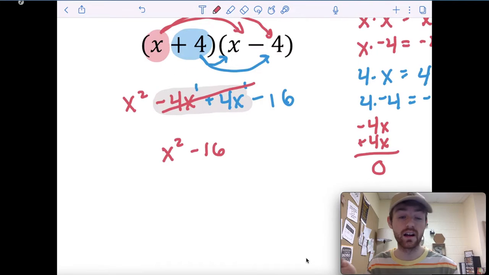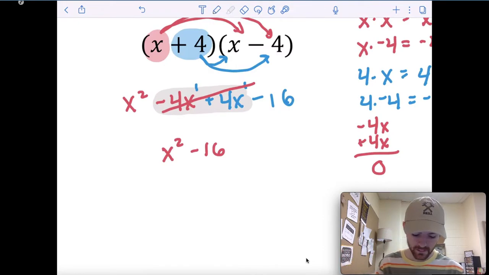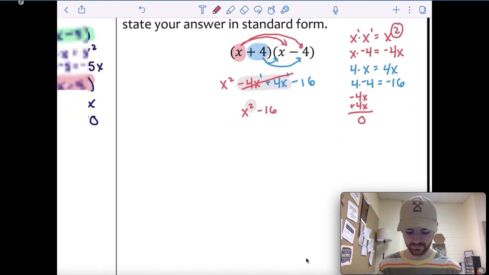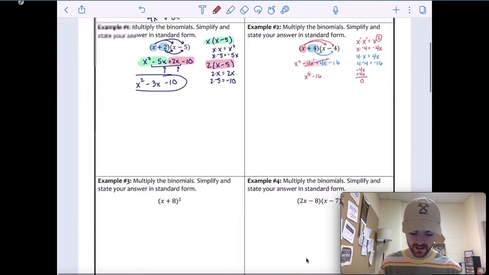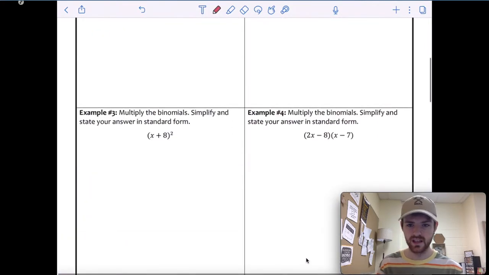Yay! Let's ask this question: is our answer in standard form? Here it is already. We have our biggest exponent number, that 2, out in front. I think there are only 2 more questions. Quick and easy.